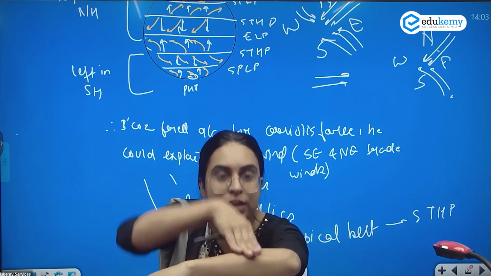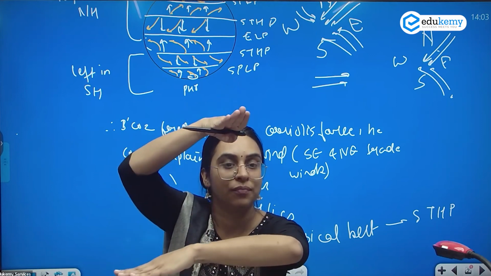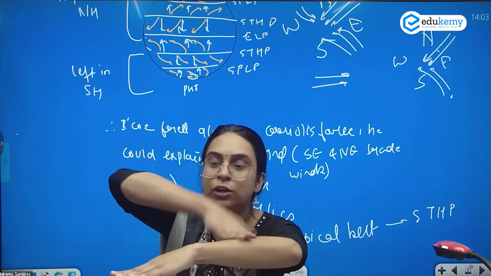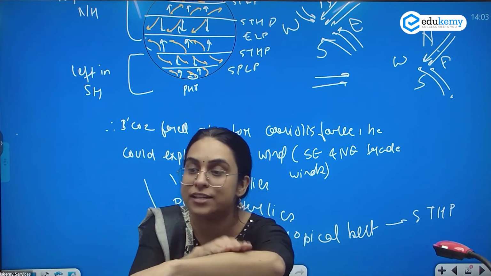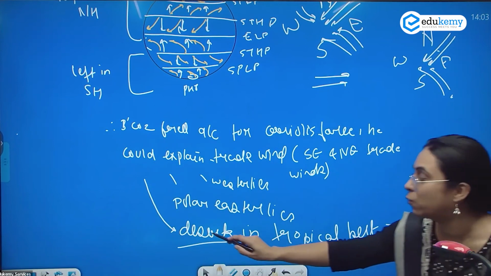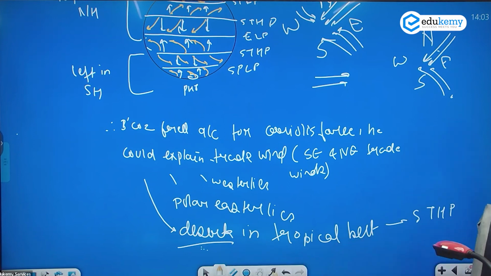If the air will not rise, can it give rainfall? No. As there is high pressure, it will not rise. If it will not rise, it will not give rainfall. What will happen then? At subtropics, we will have deserts. So he could explain why there are deserts in the subtropics.